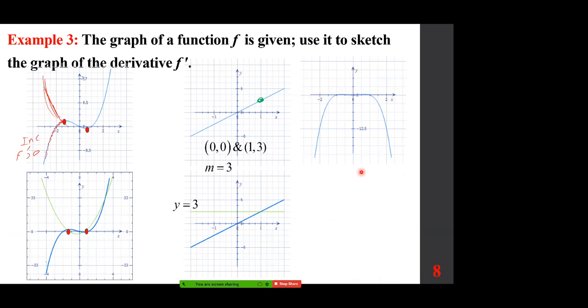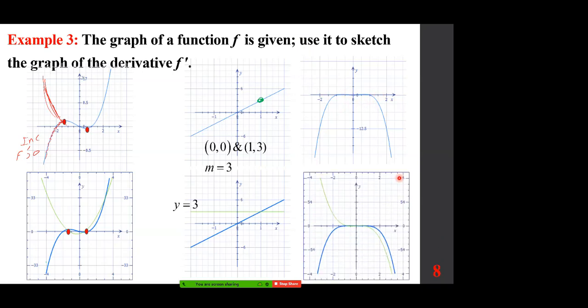And then this portion, class, this is increasing. So this portion is above the x-axis. This is decreasing, below the x-axis. So there's really not much to it. Okay. So some basic graphs, if you can do, you're in good shape.